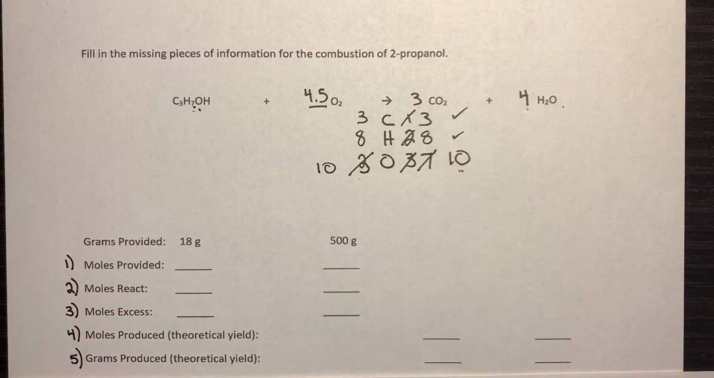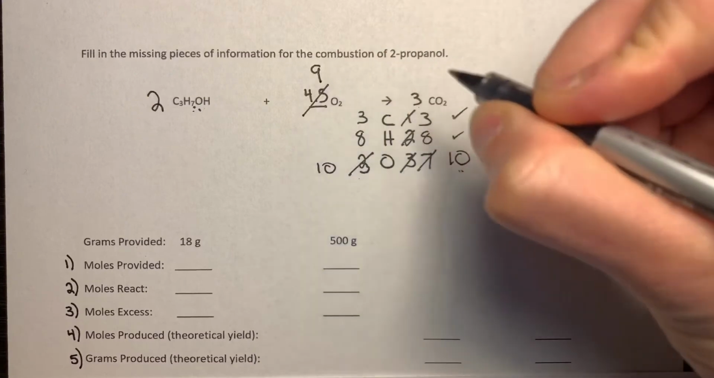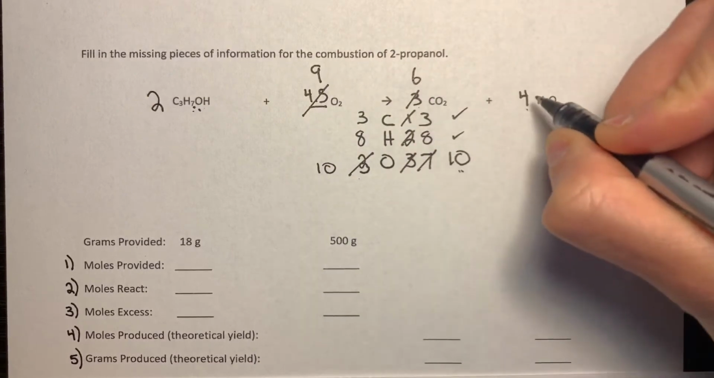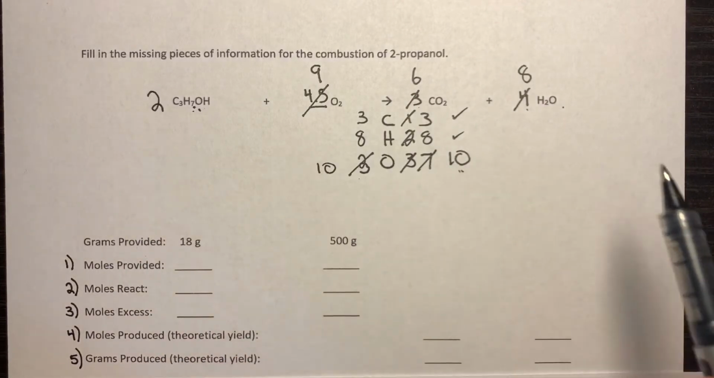However, we can't really have 4.5 molecules of oxygen reacting. It doesn't quite make sense to have half of a molecule reacting. So instead, we multiply all of our coefficients through by 2. And as a result, our overall balanced equation is going to have coefficients of 2, 9, 6, and 8.